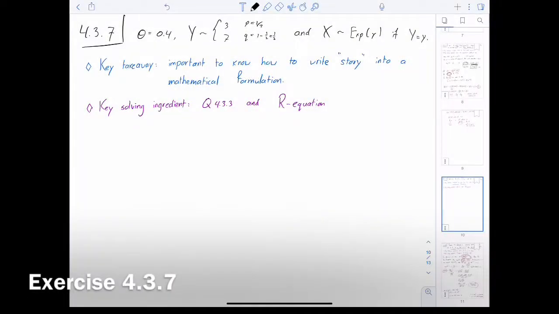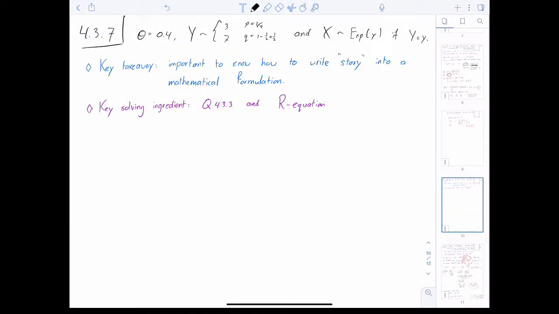In exercise 4.3.7, we are given theta equal to 0.4, and then two random variables. Y is a random variable taking values 3 and 7, both with probability 1/2. And X is an exponential random variable with parameter y, conditional on capital Y taking the value y.